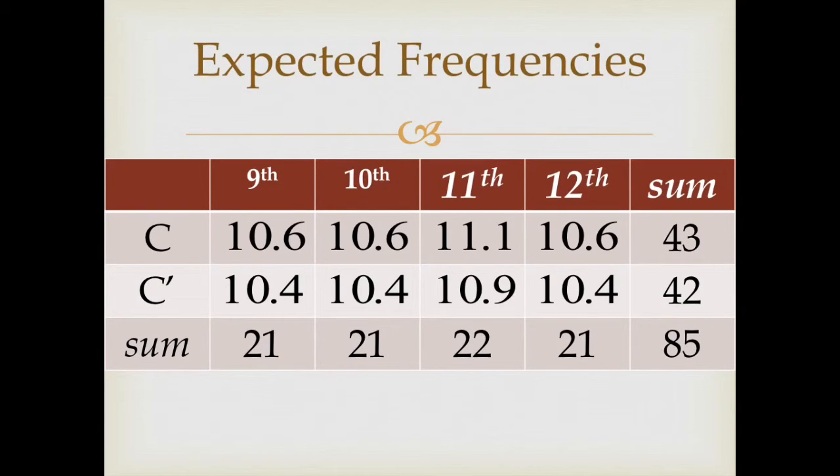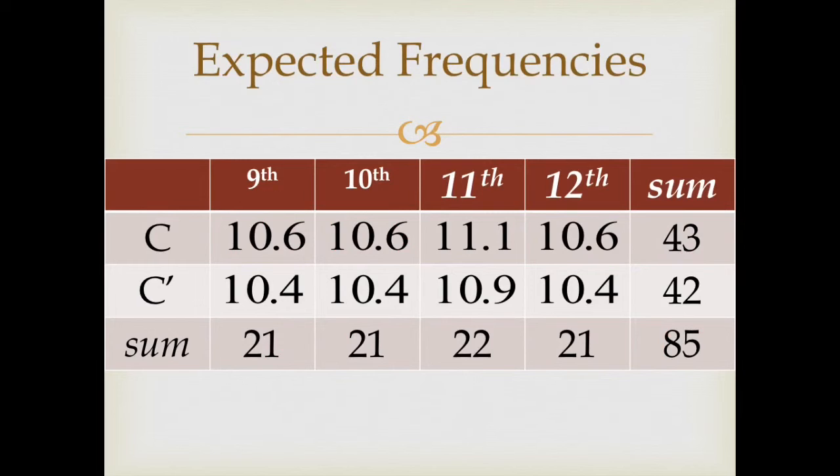Okay, so here we have our expected values. Again, the way that we find them is we multiply the sum of the row times the sum of the column and divide by the total. So for my first 10.6, it is 43 for the sum of the row times 21, which is the sum of the column, divided by 85. For our second 10.6 it is again 43 times 21 divided by 85.